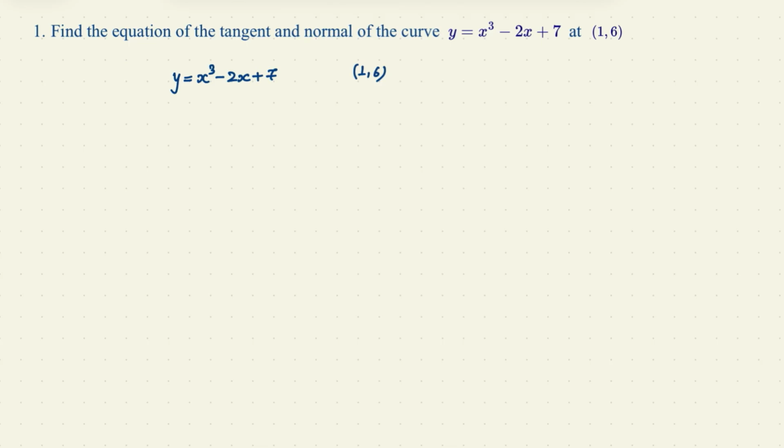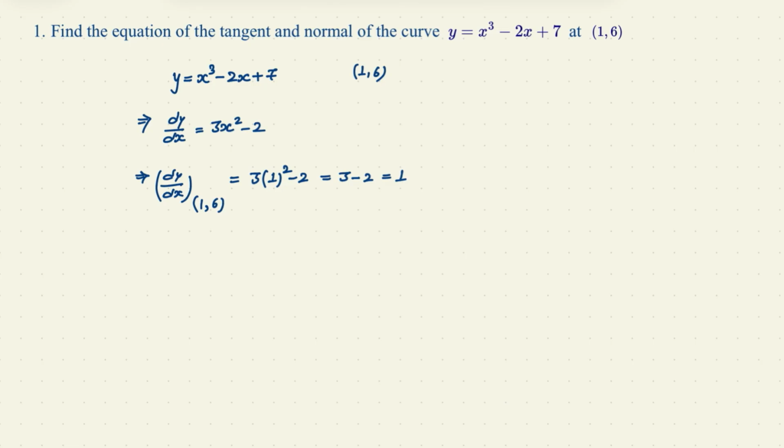In order to find the slope of this tangent, let us differentiate the given equation. So it will be dy over dx equals 3x square minus 2. Now we have to find the value of dy over dx at the point of contact, that is (1, 6). So we have to put the value of x as 1 and y as 6. Here it will be 3 into 1 square minus 2 equals 3 minus 2, which is equal to 1. So the slope of the tangent is 1.